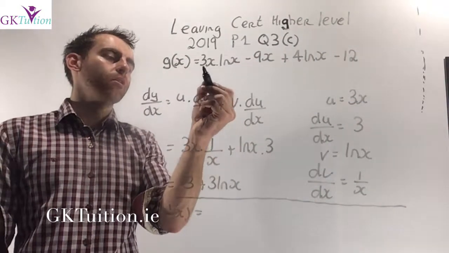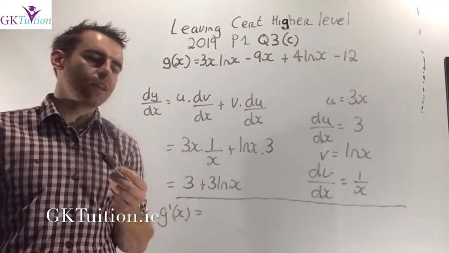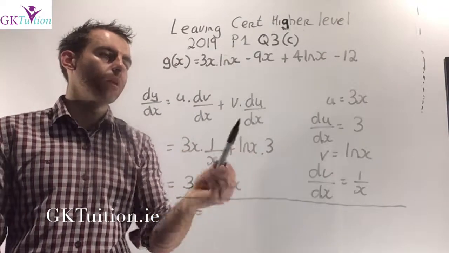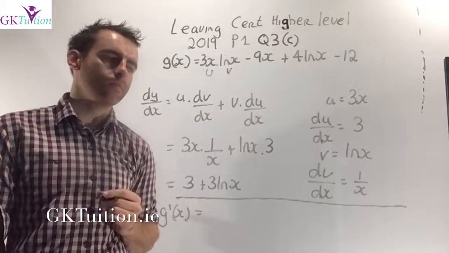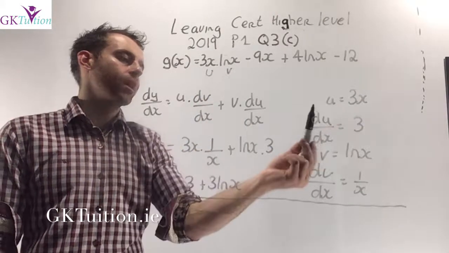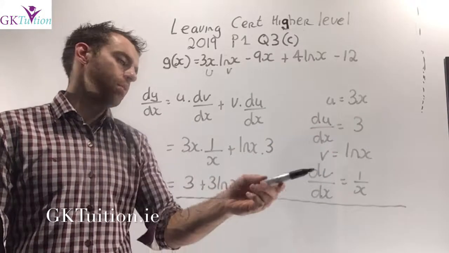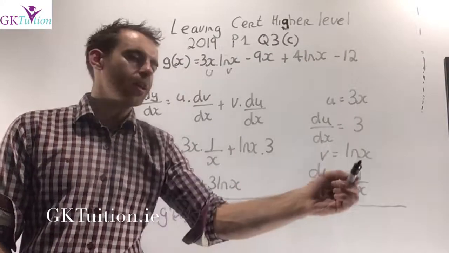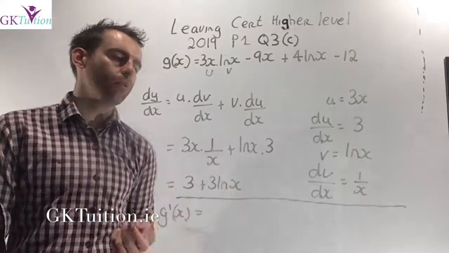If I'm using the product rule to get the derivative of this, remember the product rule is in your log tables. It's the derivative is equal to u dv/dx plus v du/dx, where the first thing is your u and the second thing is your v. In this case, my u is 3x, which means du/dx is 3. The derivative of 3x is 3. My v is ln x, which means dv/dx is 1 over x. I can get that rule straight from my log tables. The derivative of ln x being 1 over x.